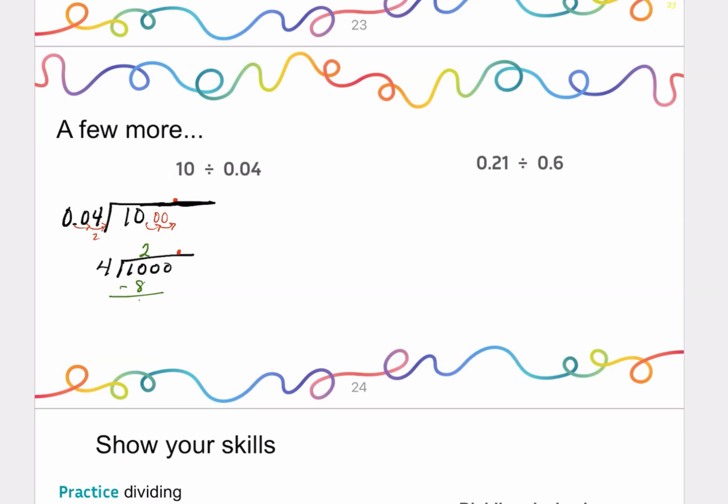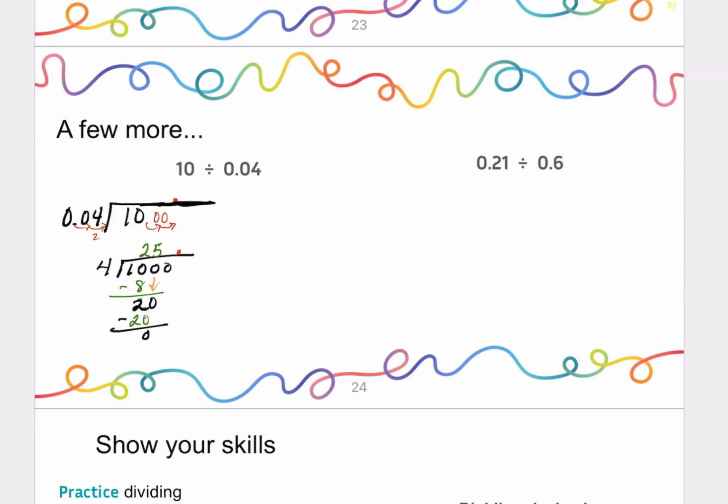10 minus 8 is 2. And now we have 2 items available where we want to take 4 out. We cannot do that. So we must bring down a 0 here. Once we bring down our 0, that gives us 20. 4 from 20 would be able to be taken 5 times. 4 times 5 is 20. As we're subtracting there, that gives us the value of 0.